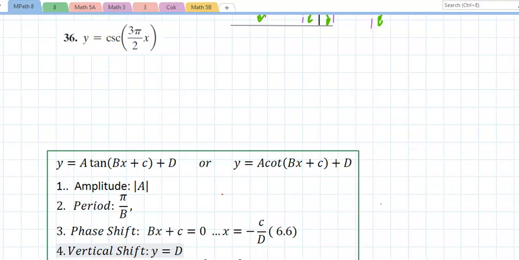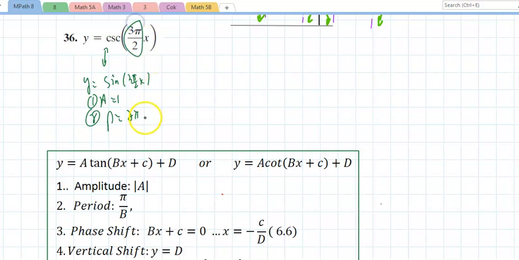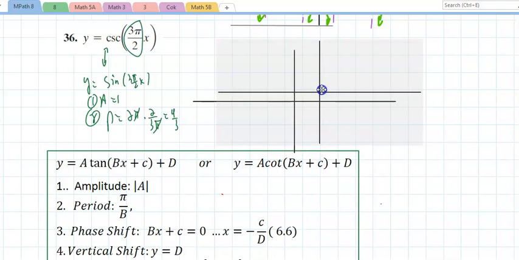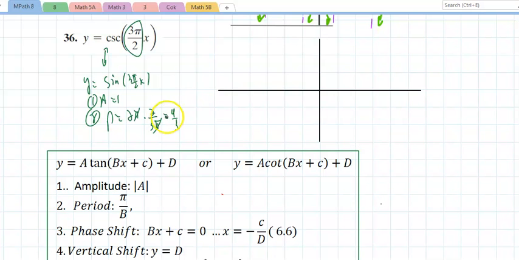I'm really going to look at the graph of y equals the sine of 3 pi over 2 x. So 1, amplitude is 1. 2, the period is 2 pi. Instead of dividing, I'm going to multiply by 2 over 3 pi, so that's 4/3. I would go ahead and put the original grid. I would move up 1 and down 1.